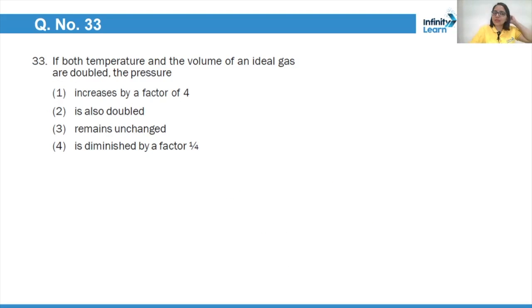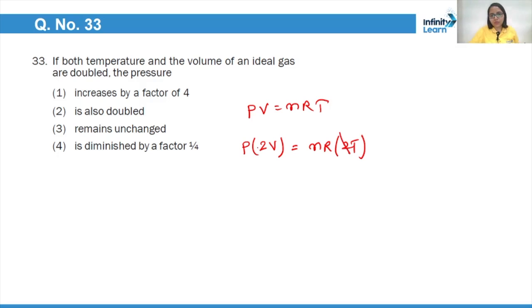Next is question number 33. If both the temperature and the volume of an ideal gas are doubled, the pressure is. So we know PV is equal to nRT. Let's say pressure is P. If we are keeping n and R the same, of course, then volume is doubled and temperature is doubled, so it is 2V and 2T, right? So 2 will again cancel this one. So pressure will be again nRT upon V. So the correct answer will be pressure remains constant. It will remain unchanged and the correct answer is option 3.